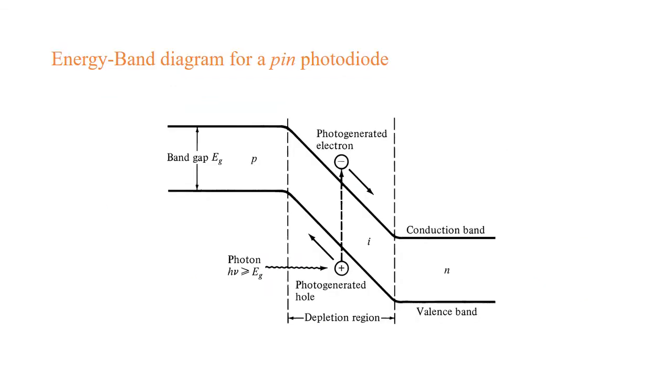Next is the energy band diagram for the PIN photodiode. Because of the large built-in electric field, the electrons as well as the holes generated inside the depletion region accelerate in opposite directions and drift to the N and P sides respectively. The resulting flow of current is proportional to the incident optical power.